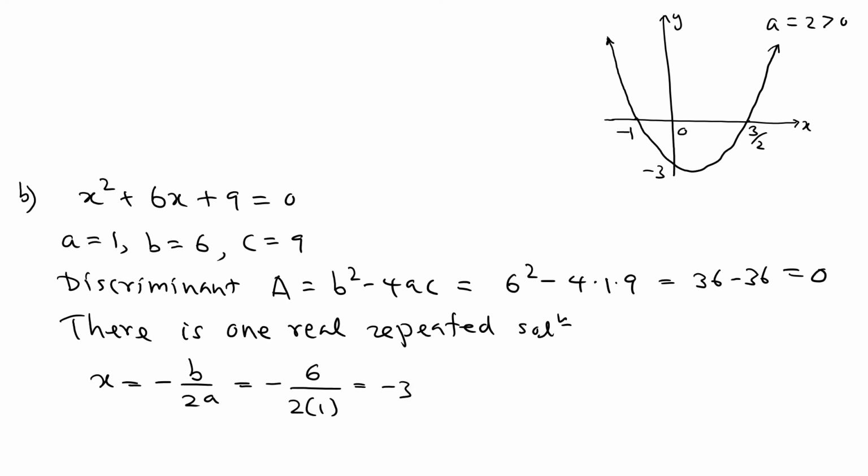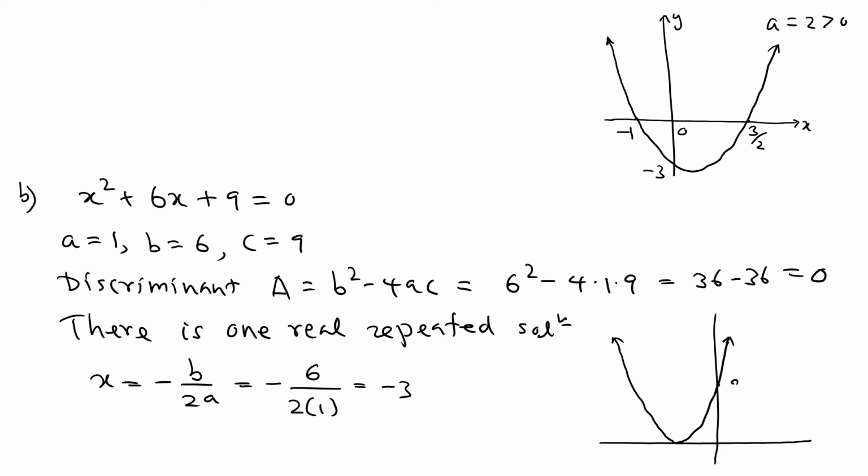So that means if you look at the graph, there cannot be two roots. There's only one root, and the y-intercept is 9. So the graph is going to look like this. It's going to go down, touch, and come back. So that's the shape of the graph.